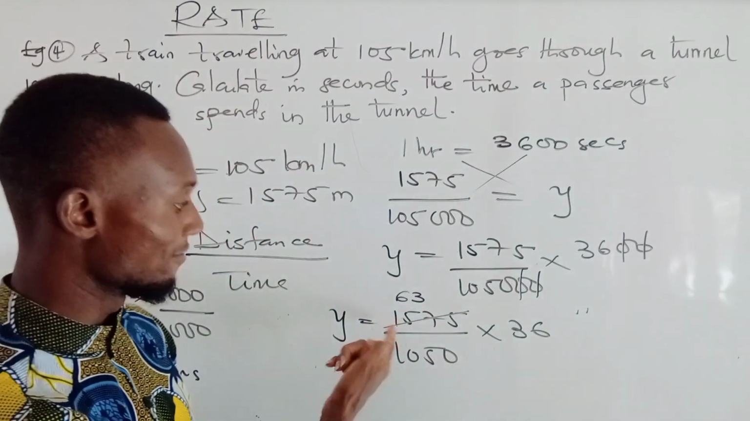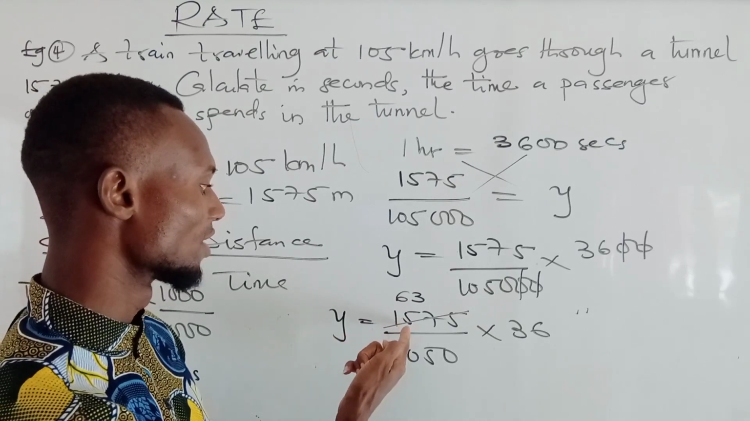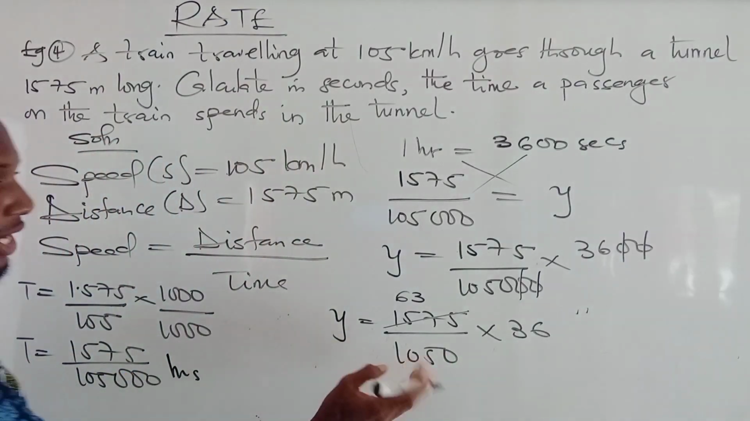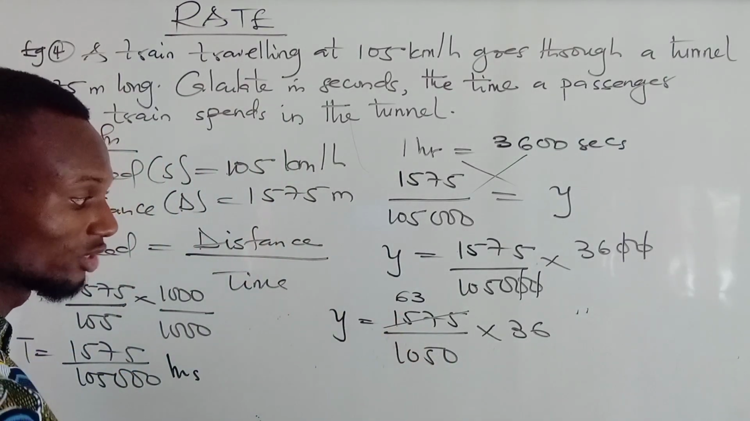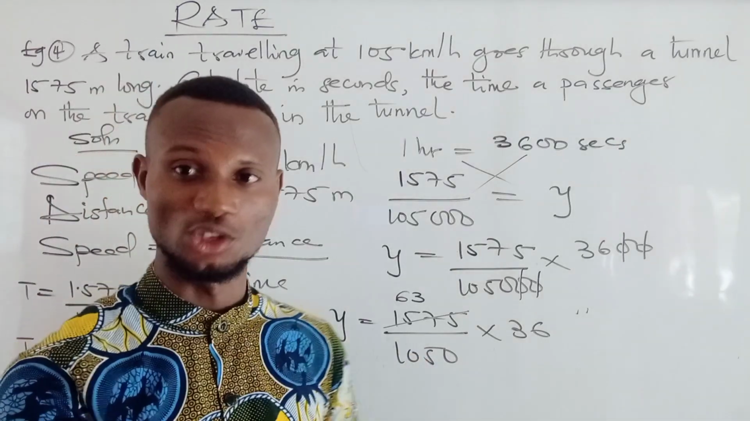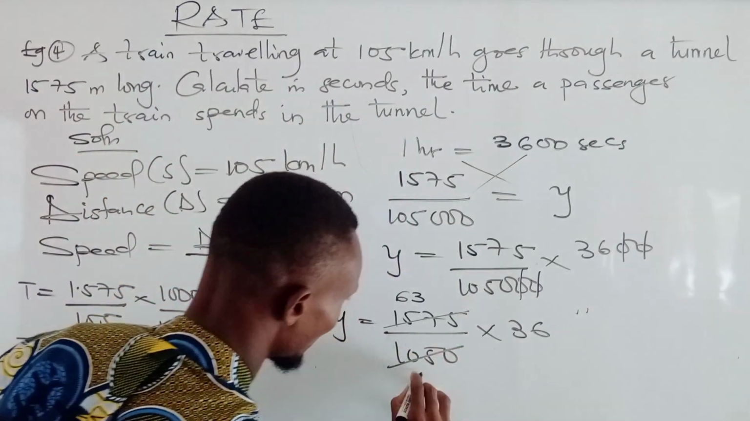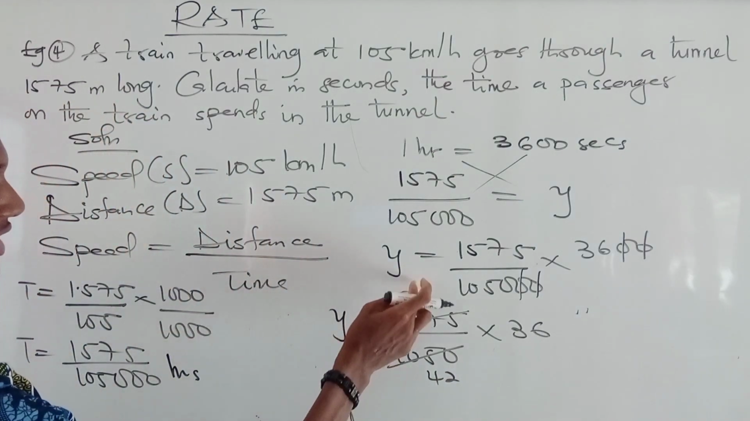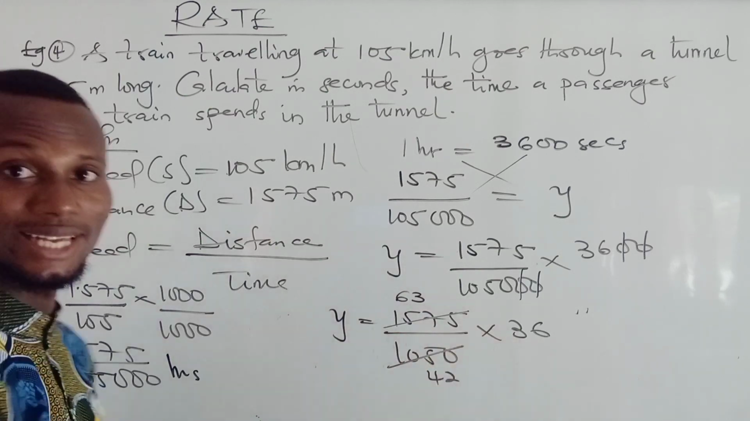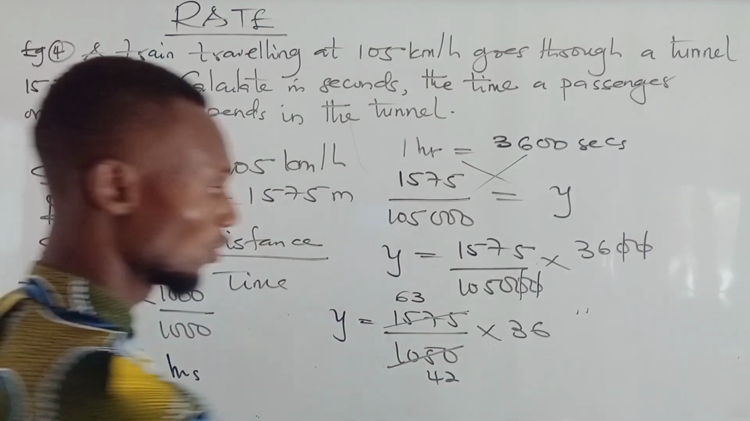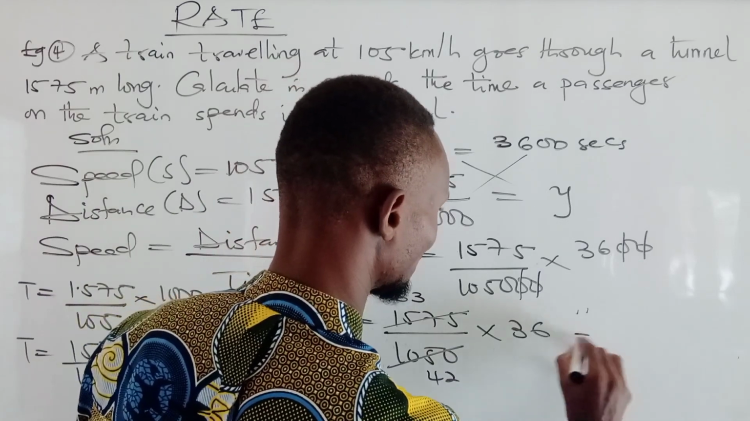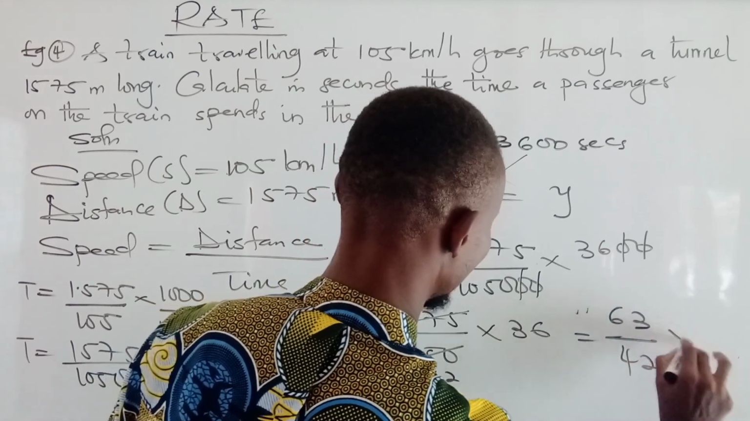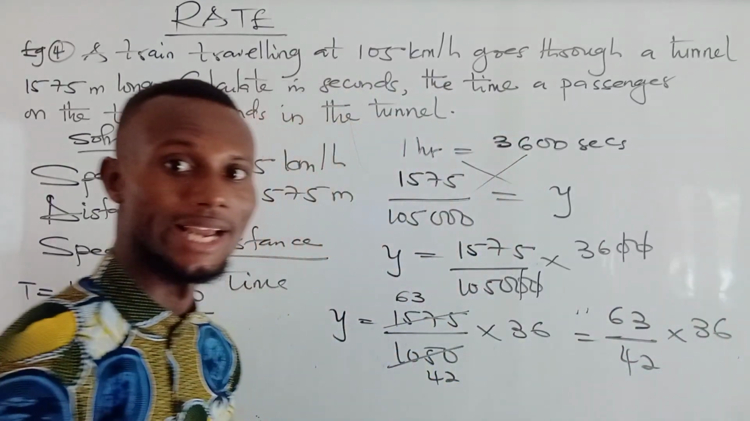So 25 goes into 1575 63 times, and 25 goes into this 1050 42 times. You can just check with your long division. So I have y equals 63 over 42 times 36. Let me continue from here. So we have 63 over 42 times 36. I hope you agree with me.